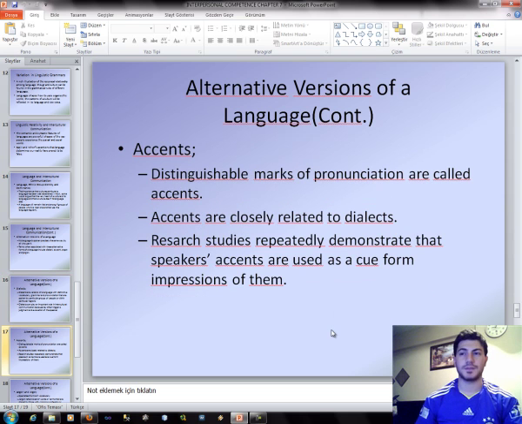Now, accents. Distinguishable marks of pronunciation are called accents. Accents are closely related to dialects. Research studies repeatedly demonstrate that speakers' accents are used as a cue for impressions of them.